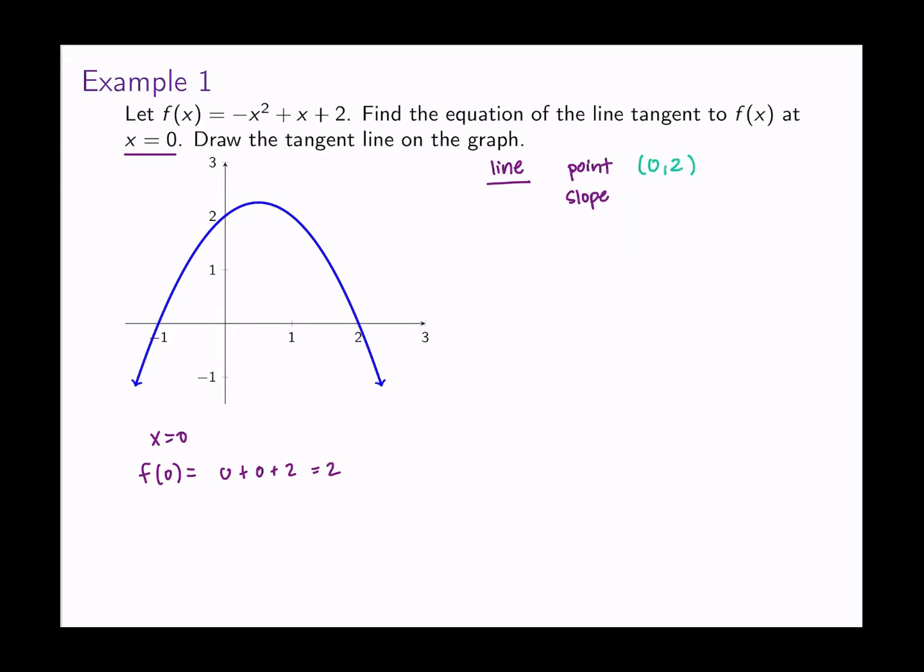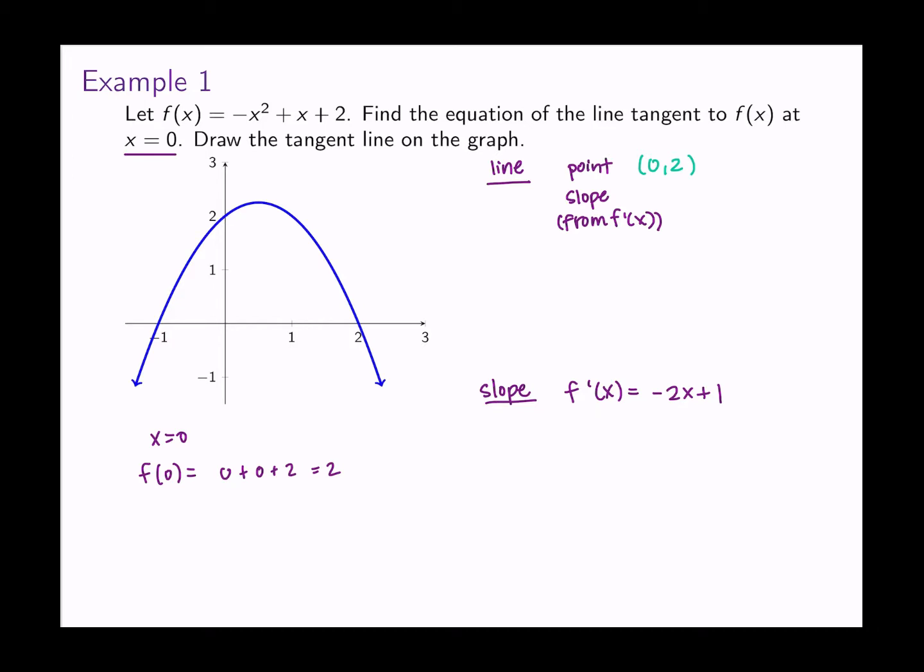Then to find our slope, we want to look at the derivative. So the slope comes from f prime of x. So how do we find that slope? Let's find our derivative. f prime of x, I'm just going to go back to my original f of x and take its derivative. That'll be negative 2x plus 1. That one was a polynomial, not too bad. I just used the power rule to find that derivative.